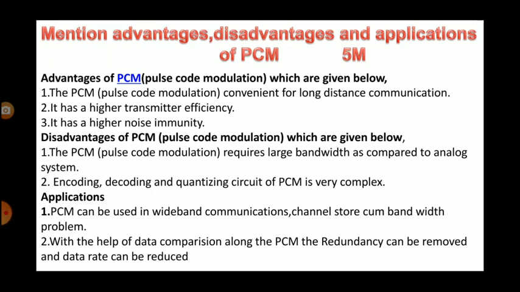Disadvantages: it requires large bandwidth as compared to analog system. The encoding, decoding, and quantizing circuit of PCM is very complex. Applications: it can be used for wideband communications, channel store cum bandwidth problem. With the help of data compression along with the PCM, the redundancy can be removed and data rate can be reduced.